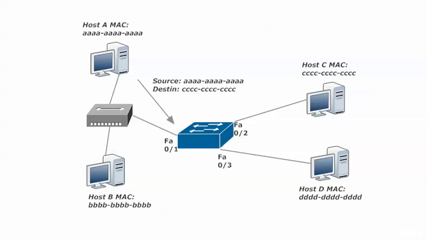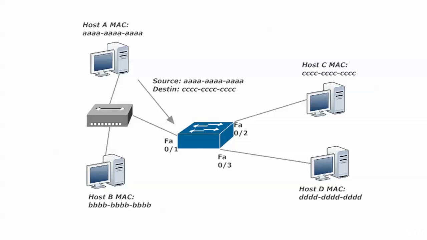Frame comes in on 0/1, which I will now call port 1 on the switch. And you see the source and destination. The source is host A and the destination is host C's address. The switch at this point looks at the source MAC address and asks itself one question: do I have an entry for this address in my MAC address table? Well, right now the switch doesn't have any dynamic entry, so it's going to say, okay, I need to make an entry for this host A's MAC address. And that's what it will do.